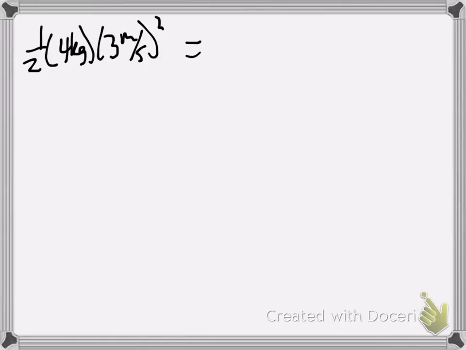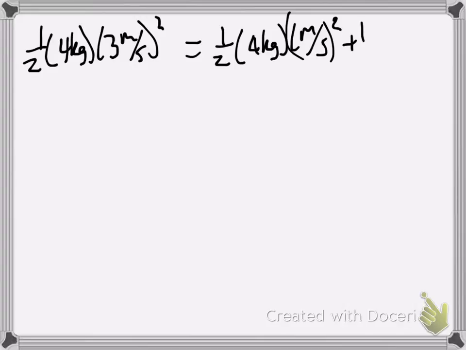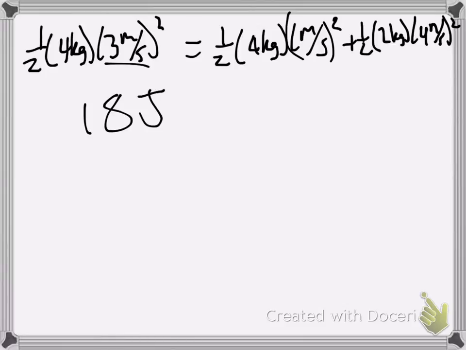And on the after side, both cars were moving, so we have to look at the kinetic energy for both of them. 1/2 times 4 kilograms times 1 meter per second squared, plus 1/2 times the 2 kilogram object moving at 4 meters per second squared. So let's see, 3 squared is 9. 9 times 4 is 36 divided by 2 gives you 18, so that'd be 18 joules.